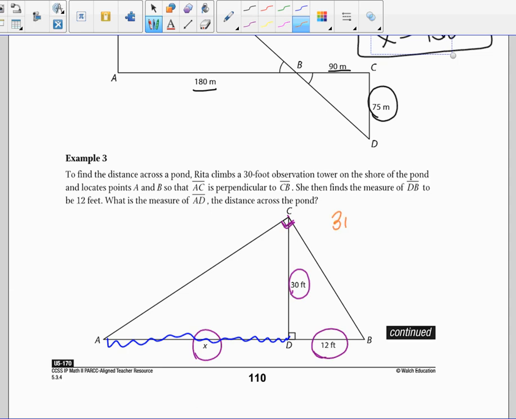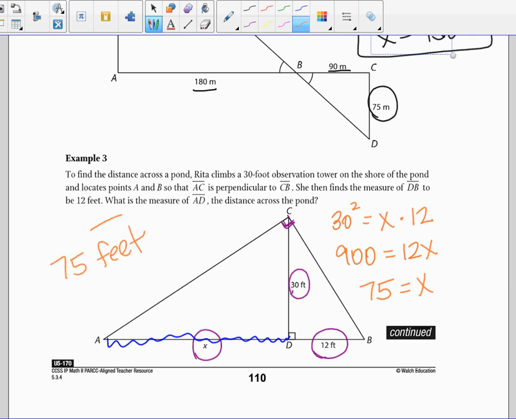So we're going to get 30 squared equals X times 12. So we end up with 900 equals 12X. And when you divide both sides by 12, you get 75 for X. So the distance across the pond is going to be 75 feet.